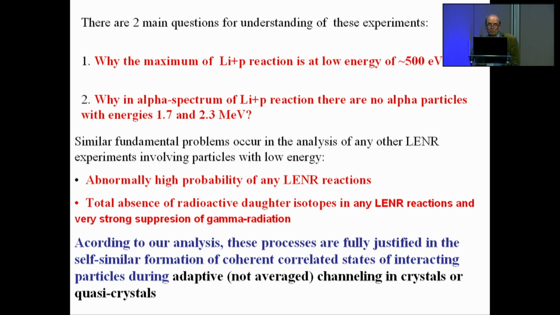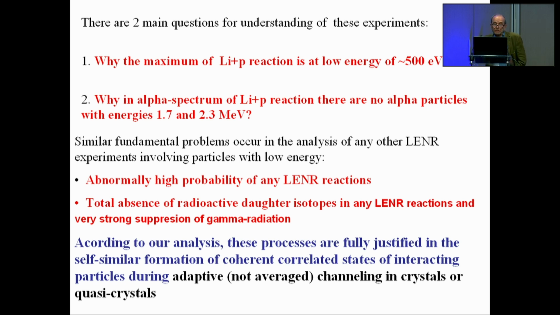A similar fundamental problem occurs in the analysis of any other LENR experiment involving particles with low energy. First of all, abnormal high probability of any LENR reaction. Second one, selectivity of nuclear reaction, because according to traditional calculation, the probability of both reactions is approximately the same. But one reaction is absolutely impossible, because the same nucleus, the same charge, the same potential barrier, all the same. But this reaction is absent.